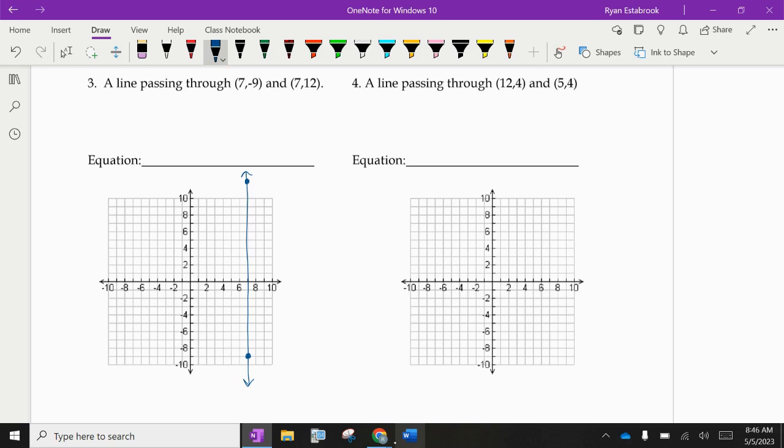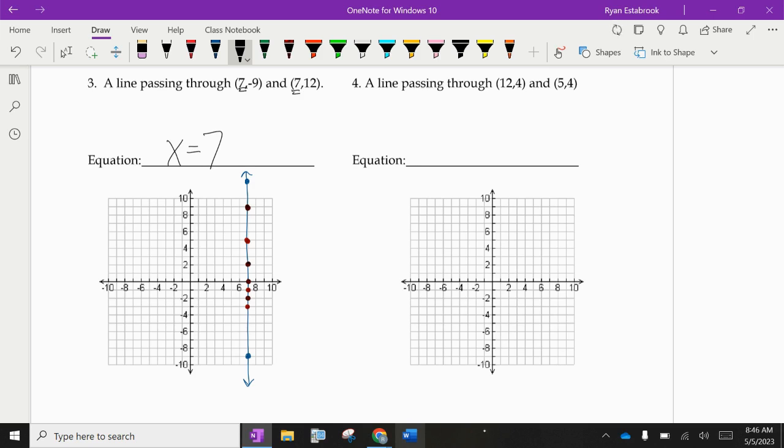And as I start looking at all the points that are on this line, 7, 0, 7, negative 1, 7, negative 2, 7, negative 3, or above, 7 comma 2, 7 comma 5, 7 comma 9. All of these points have one thing in common. They all have an x value equal to 7. So again, these both have the same x value. That's how I knew it was going to be a special case. Every point on this line has x equals 7.